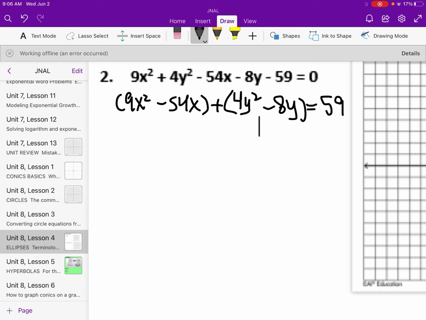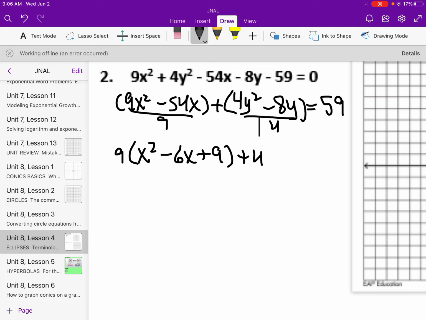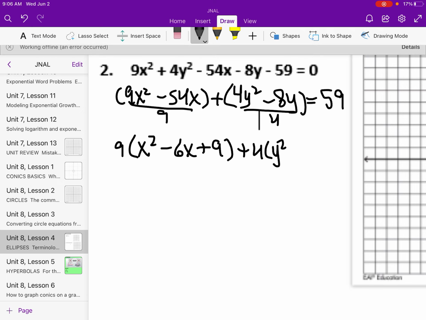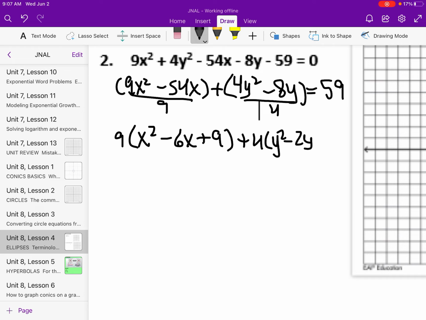But I said a has to be 1, and our a is 9 and 4, so we need to divide that out. 9, 4. So then we would have our 9 on the side, x squared minus 6x. We'll leave a space there. Well, we can do 6 divided by 2, 3. 3 squared, 9. Okay. Then we divide out the 4 there. We have y squared minus 2y. 2 divided by 2, 1. 1 squared, 1. Equals 59.